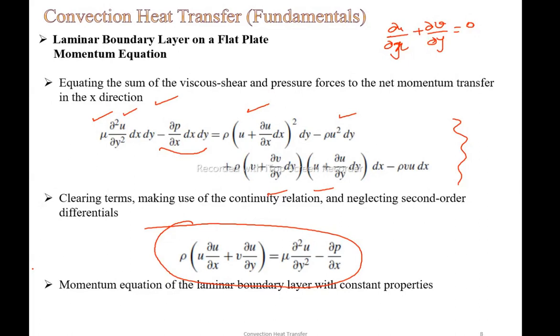The goal is I have to get the velocity distribution. So I have to get the thickness of this velocity boundary layer, so I can do a better job. I can calculate the heat transfer coefficient. So this is in line with the calculations of heat transfer coefficient for laminar flow over the flat plate. Okay, I'll stop here.